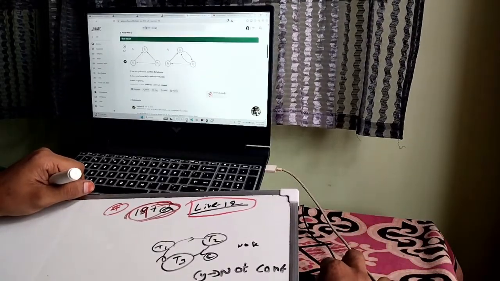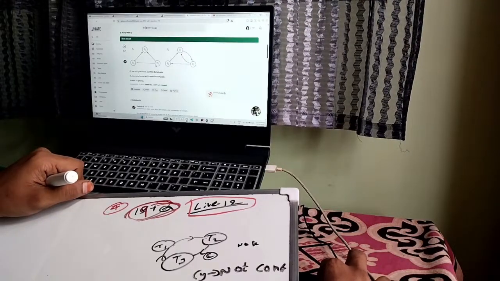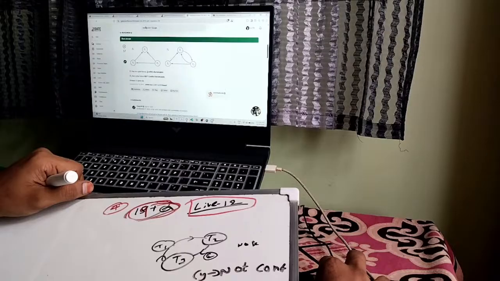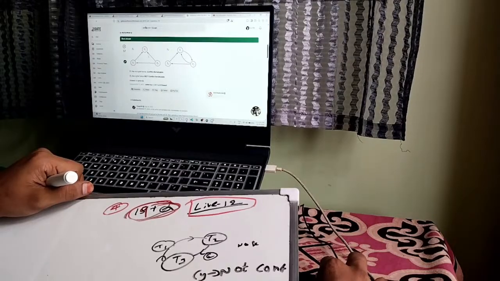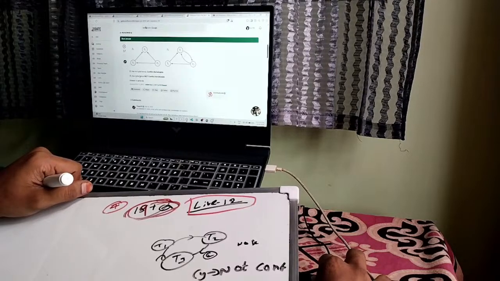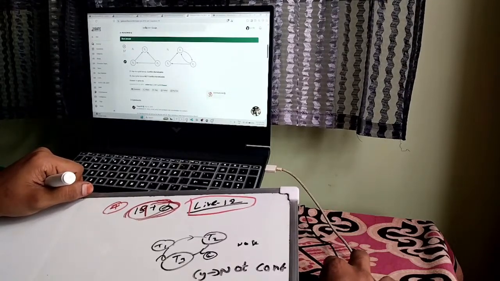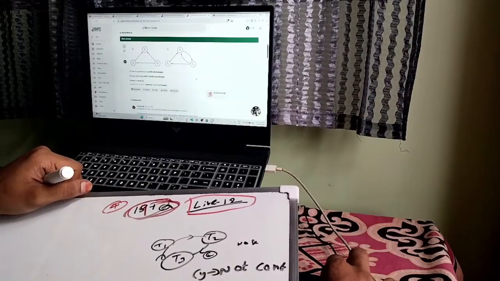Okay, S1 is conflict serializable because S1 is not forming a cycle. S2 has a cycle, so it is not. If we form a cycle, then it is not serializable.